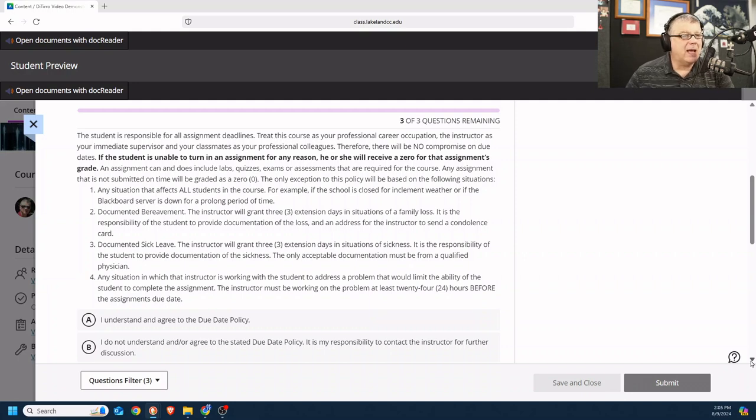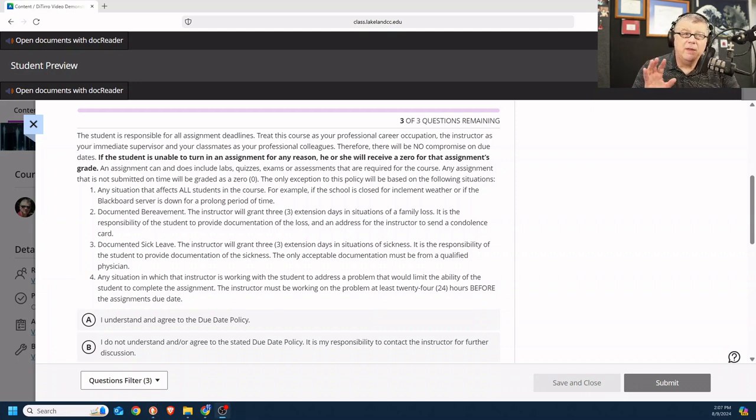An assignment can include labs, quizzes, exams, and assessments that are required for the course. Any assignment that is not submitted on time will be graded a 0. The only exception to this policy is based on the following situations. Of course, there are exceptions, right? We can't be that hard-nosed. Things happen. A couple years back, we went through a pandemic. Things happen. So let's go through the situations.